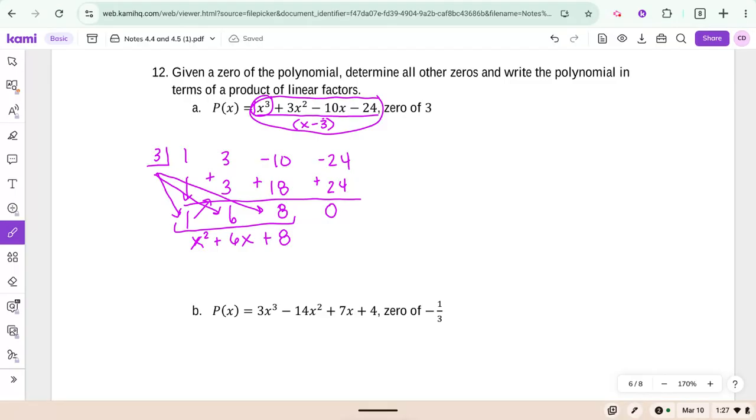Now, this is something you can factor quite easily. Looking for 2 numbers that multiply to be 8, that add to be 6, is 4 and 2. So you now have found your other 2 factors for p of x. We were told at the beginning that one of the factors was x minus 3. When we divided it, we found the other 2 factors are x plus 4 and x plus 2.